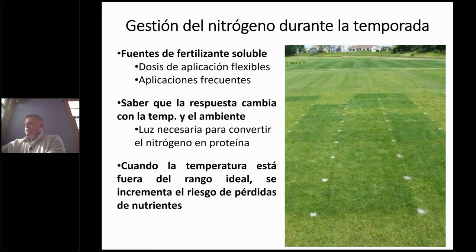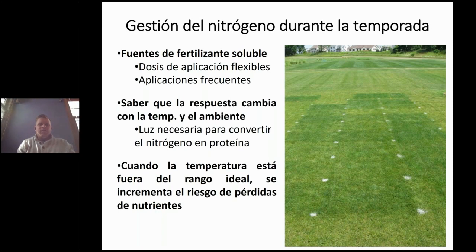So when it comes to managing your nitrogen fertilizer, what you want to do is, first of all, use products that are soluble. I really like soluble fertilizer sources. Why? They only last for a short amount of time, and they're immediately available. So if I'm trying to fix a low growth rate problem right now, I need it to be available now, but I don't want it to last for too long.